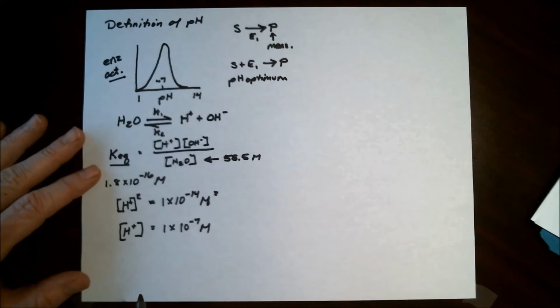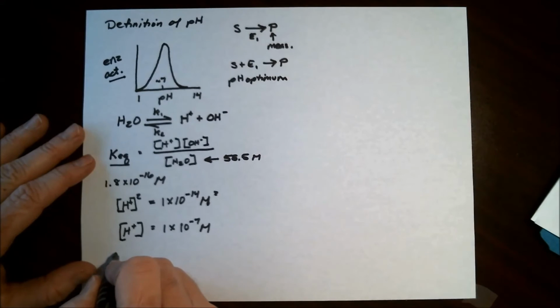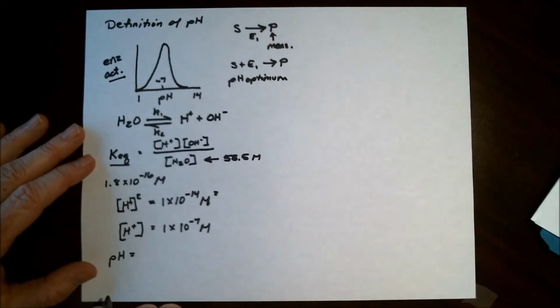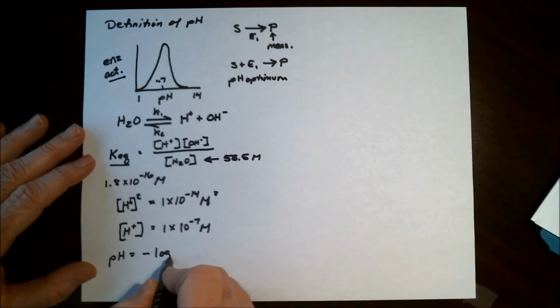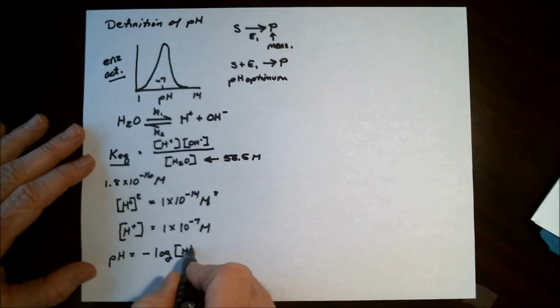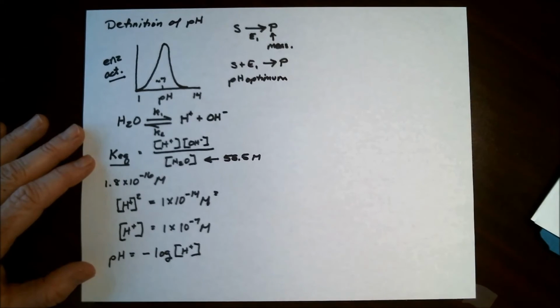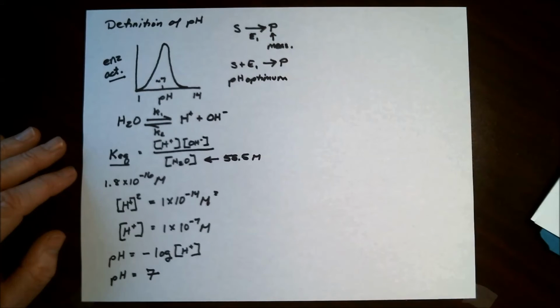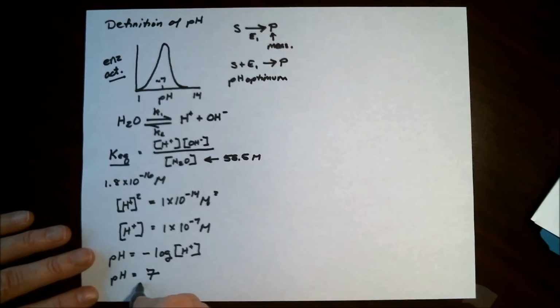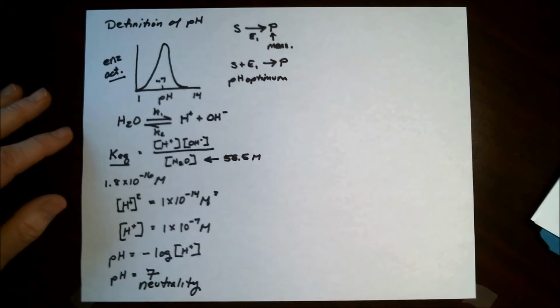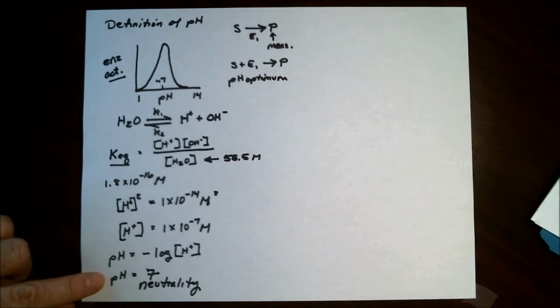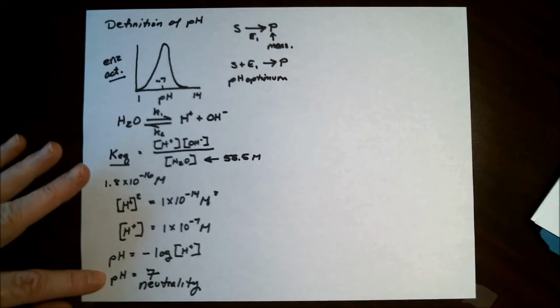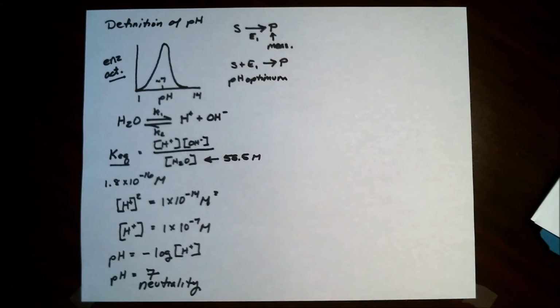Now, to remove the exponent from the equation, we can use our basic calculation that the definition of pH is equal to the negative log of the proton concentration, and therefore pH equals 7. So this is the definition of pH. This is the definition of neutrality. So when we talk about pH, in all cases, it's all relative to the pH of water, which is pH 7 at equilibrium, and that defines neutrality.